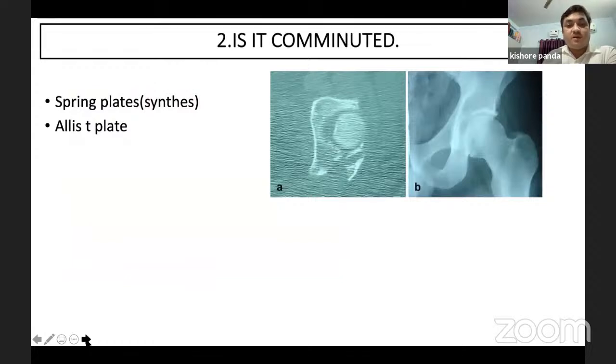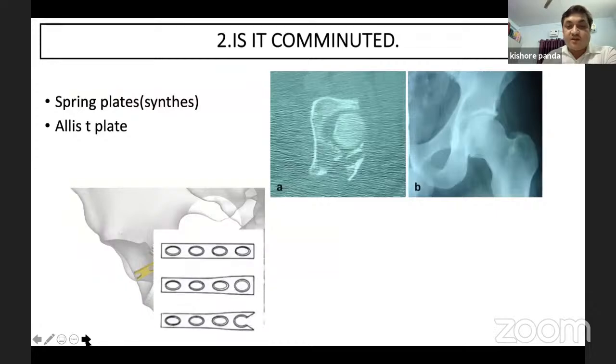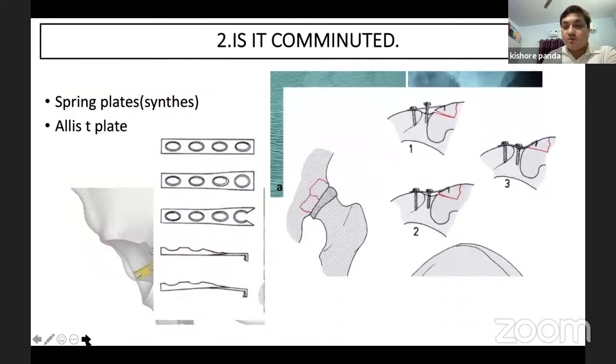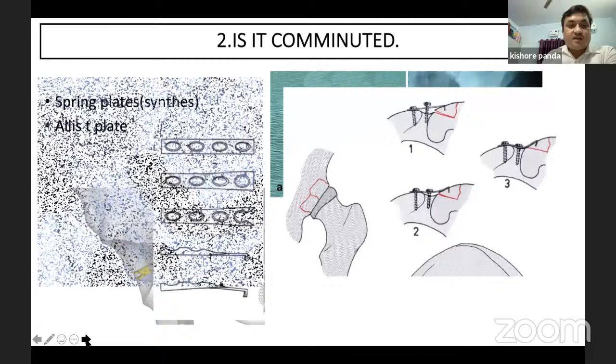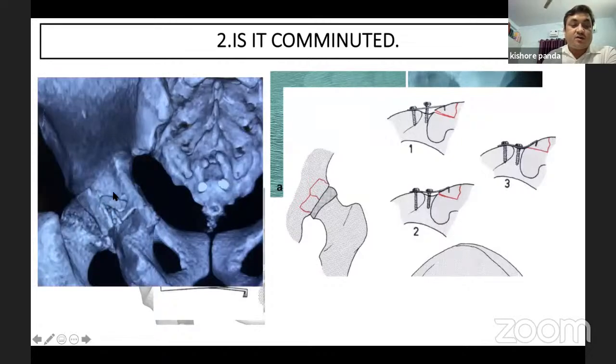Again, it is comminuted, so buttress plate with interfragmentary screw is not an option here. There are other options like spring plate and Alice plate. These are the spring plates, which actually hold the fragment in place. And this is again a peripheral comminuted posterior wall fracture with posterior column.